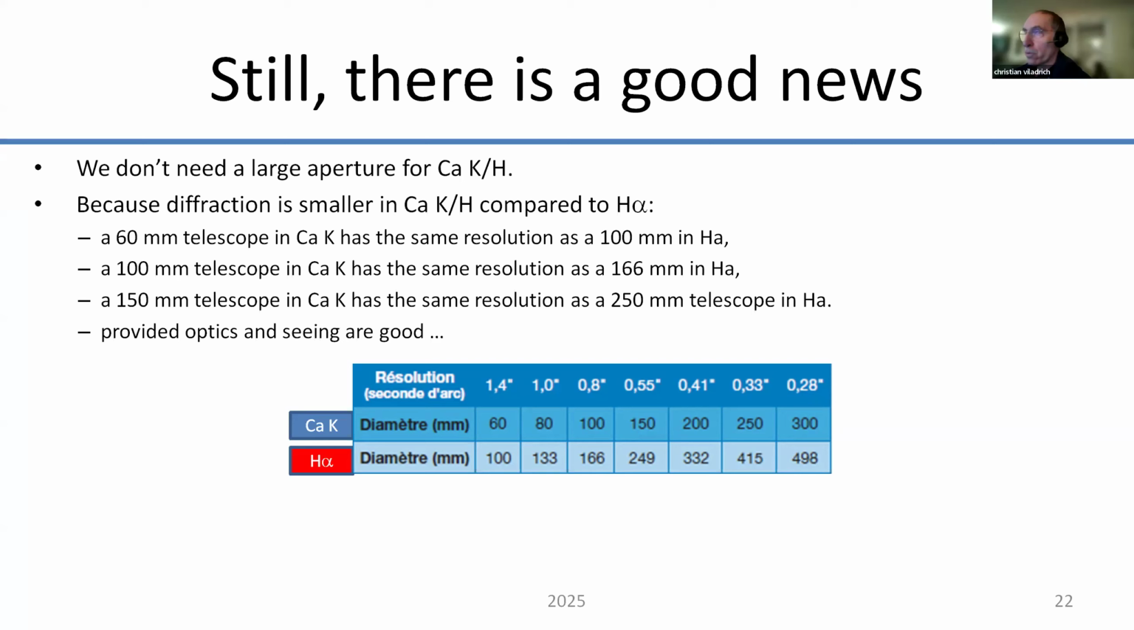You can use small refractors, which are better suited for calcium in terms of optics, and still you will have a lot of detail. So this is very important to keep this in mind. You don't need a large telescope for calcium K.